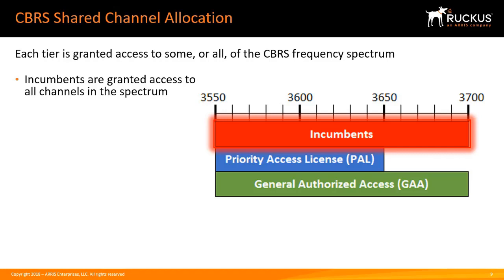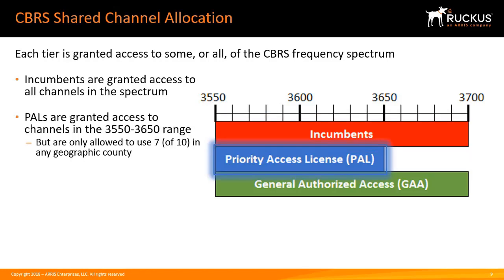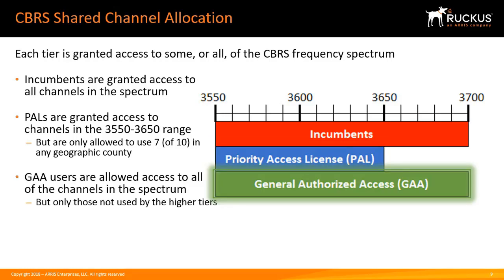This opens the door for the next tier down, the PAL tier. The PALs are only allowed to operate on 10 of 15 channels within the 3550 to 3650 MHz range. However, within those 10 channels, only 7 PAL licenses will be granted in any one geographic county level. And finally, we have the GAA tier. Like the incumbents, the GAA users are allowed access to the entire spectrum. However, because this is a tiered system, they may only use the channels not in use by the upper tiers.